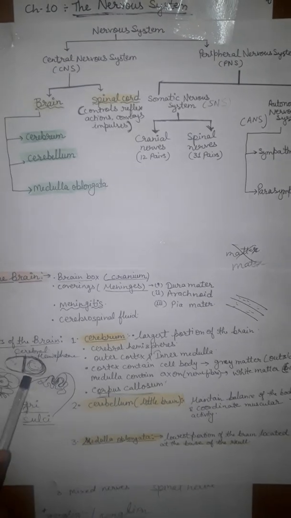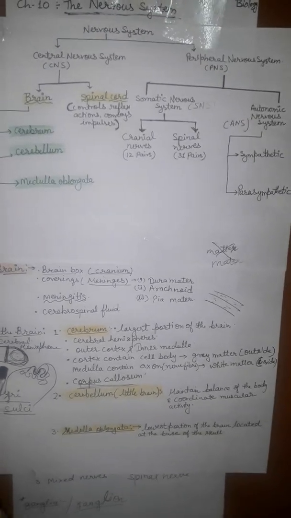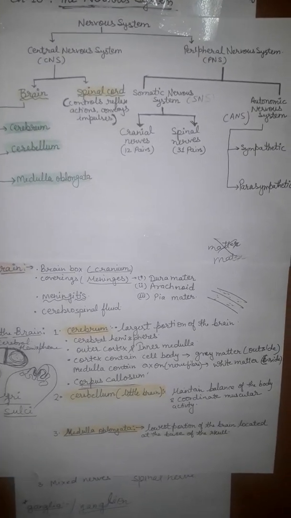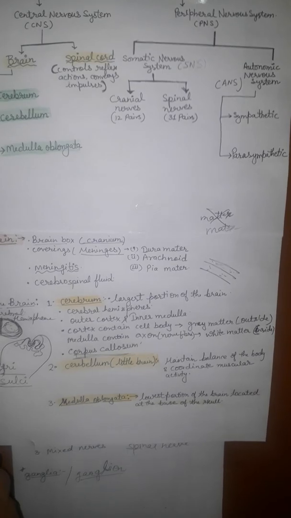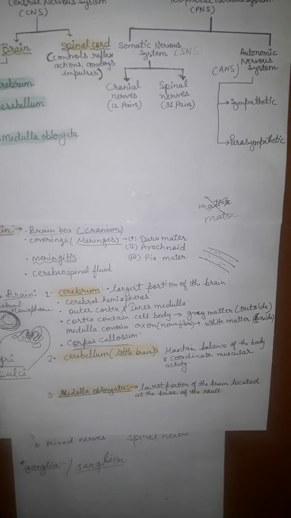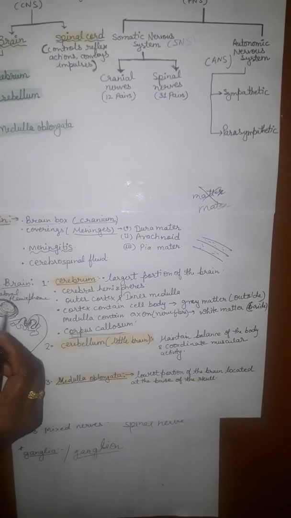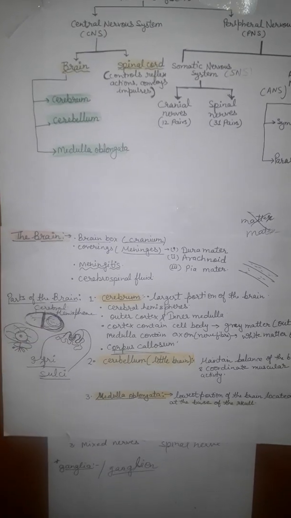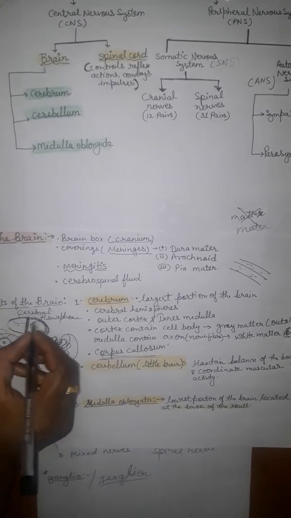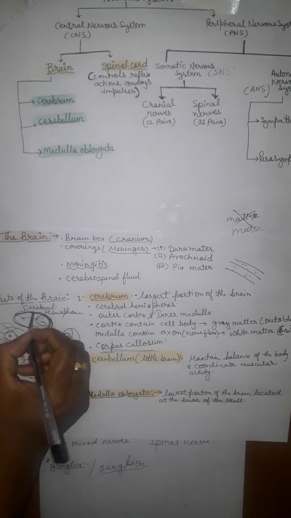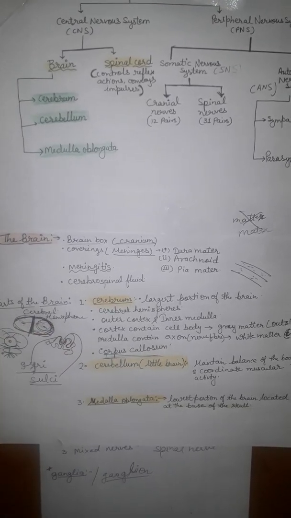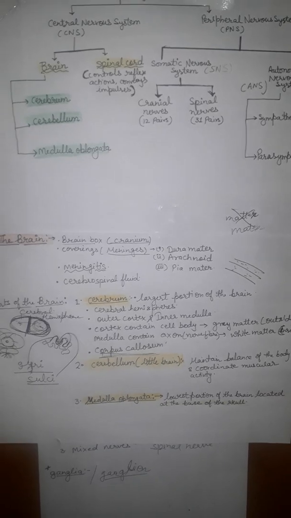What is the function of this corpus callosum? It is to transfer information from one hemisphere to the other. It transfers the message or information from one hemisphere to the other. This is the exact position in the cerebrum. The cerebrum divides into two hemispheres, and the central part which connects them is called corpus callosum.